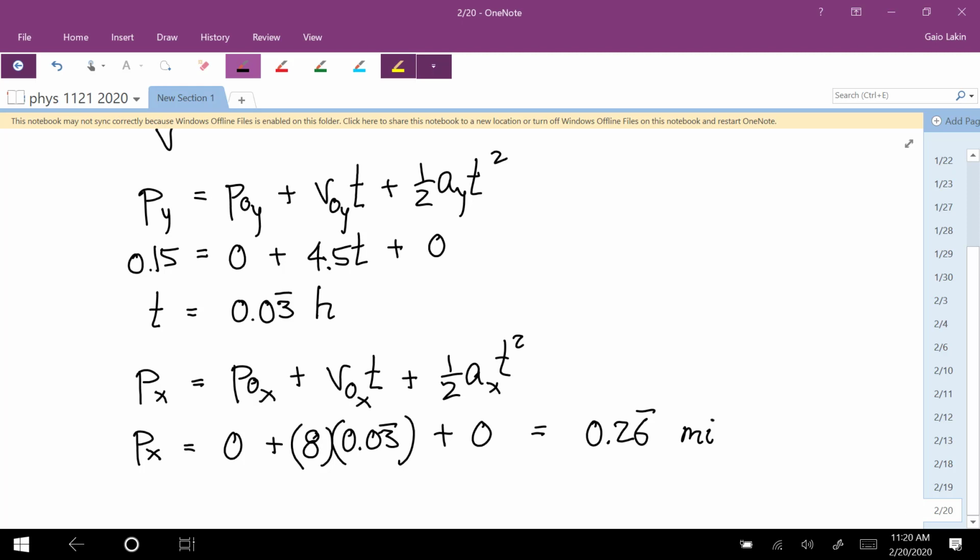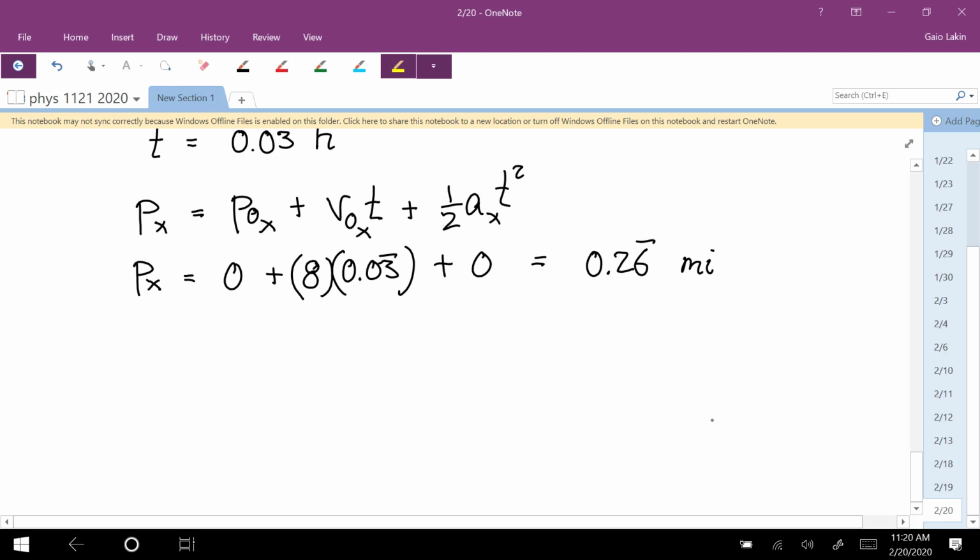Any questions about that? Any others you'd like to see? Yes. Okay. That one I have. Okay, so this is circular motion.